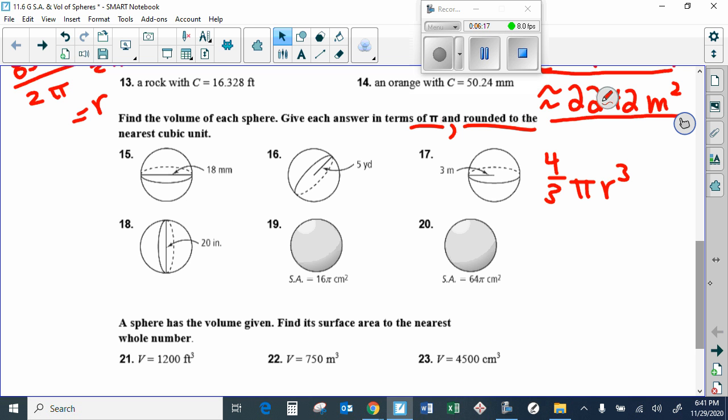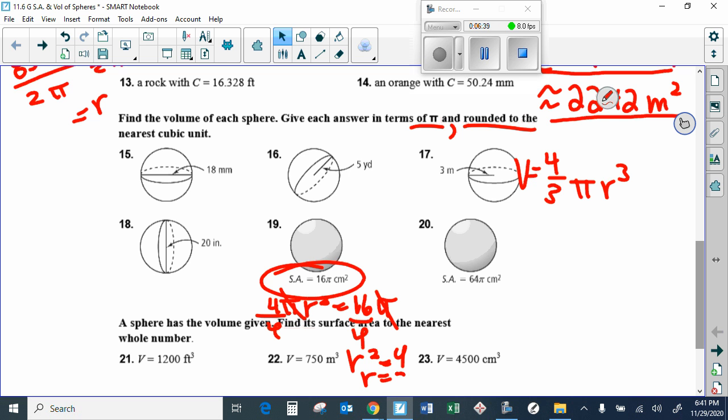Here's the formula I'm going to use, but I might have to find r first. You notice here they only give me the surface area. Remember, that's 4 pi r squared equals 16 pi. Therefore, the pi's cancel out. Divide by 4 on both sides, I get r squared equals 4. So r equals 2. Now I take that 2 and plug in there. 2 cubed is 8. So that'd be 32/3 pi cubic centimeters for the exact answer in terms of pi, and then plug that in your calculator to get the nearest natural number.